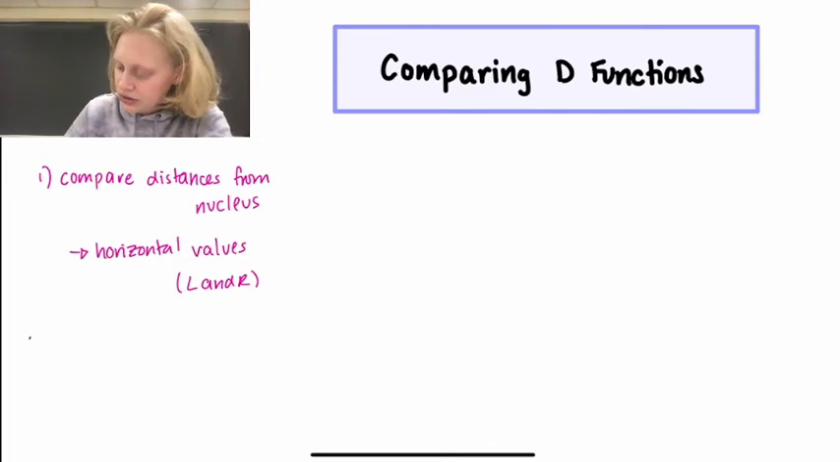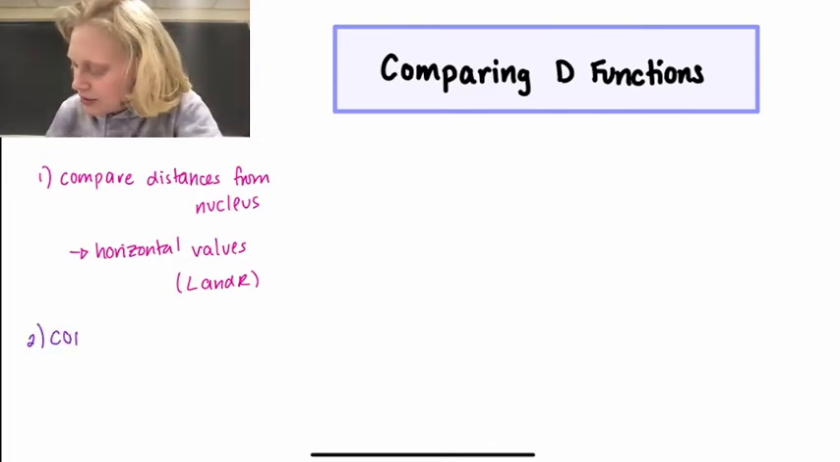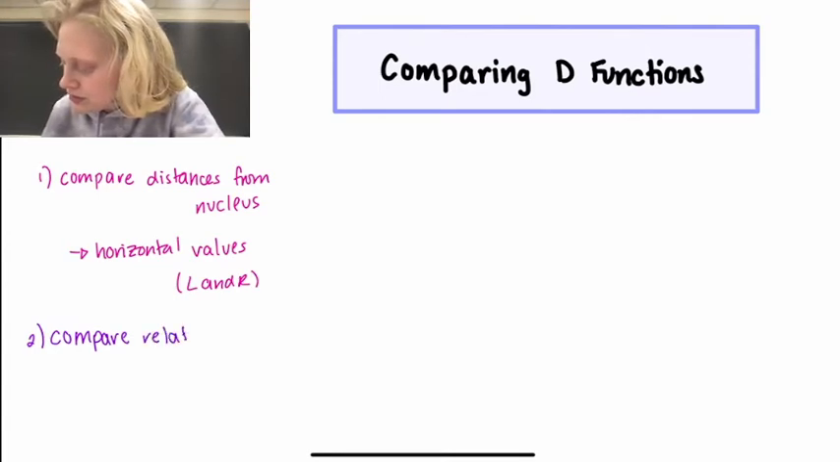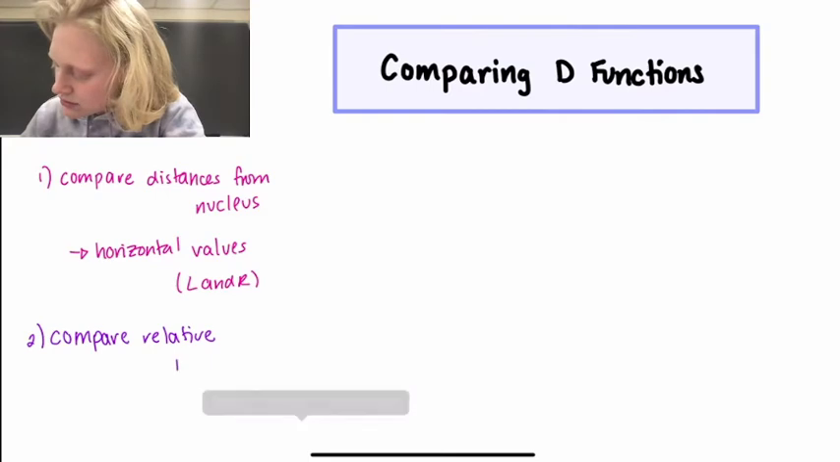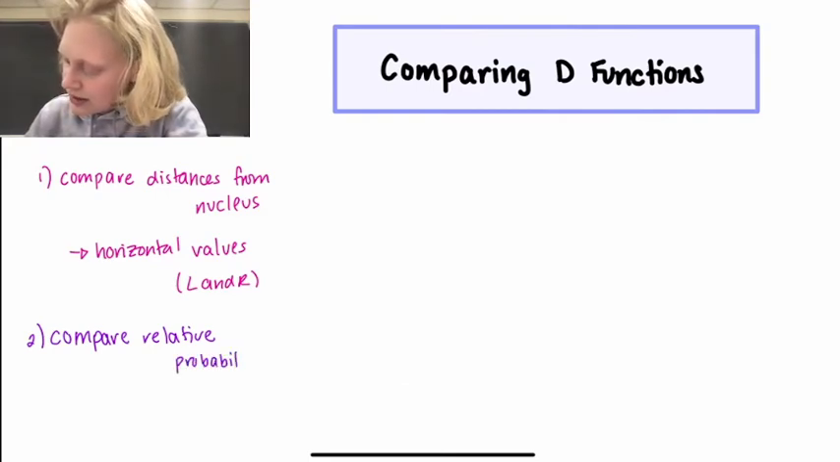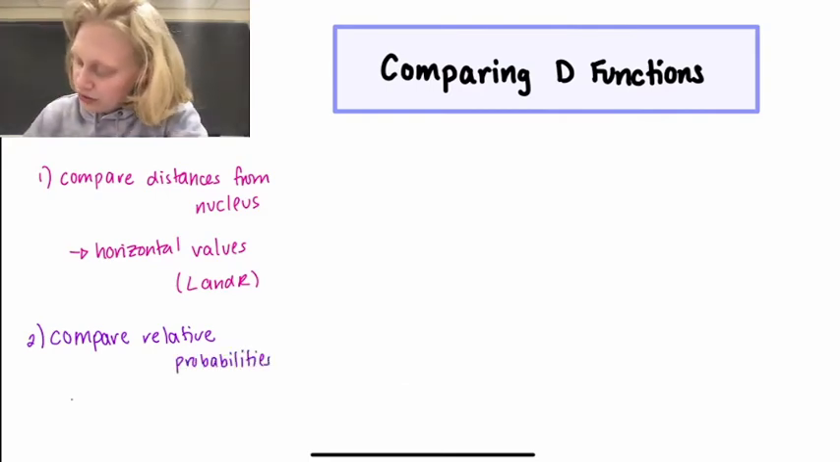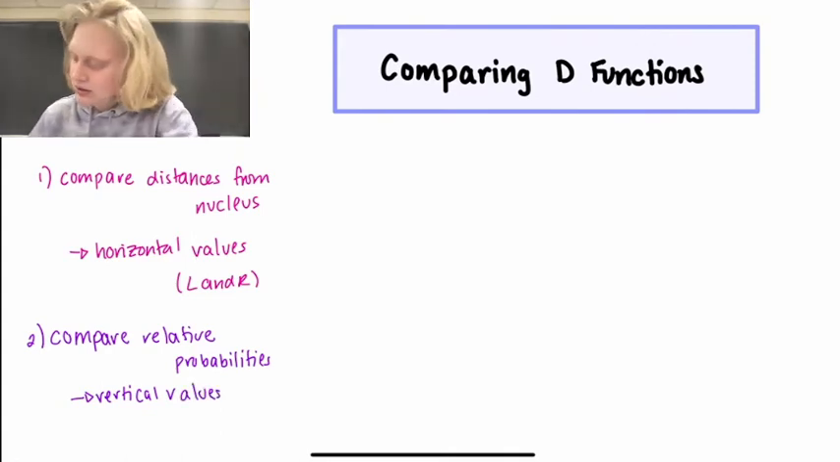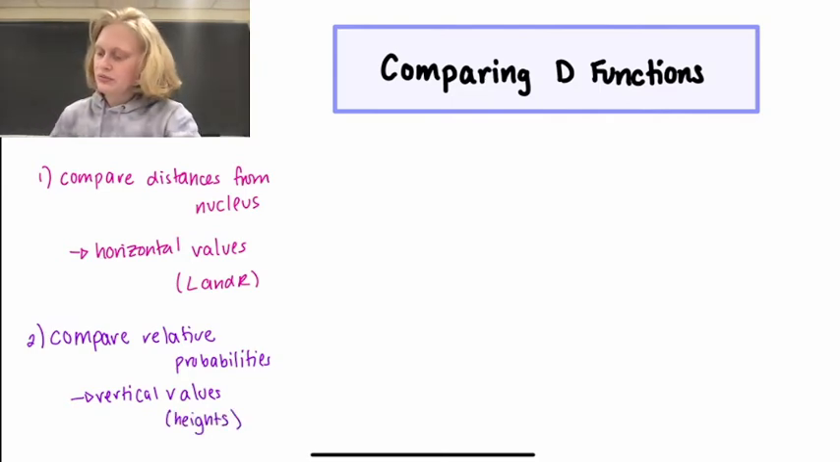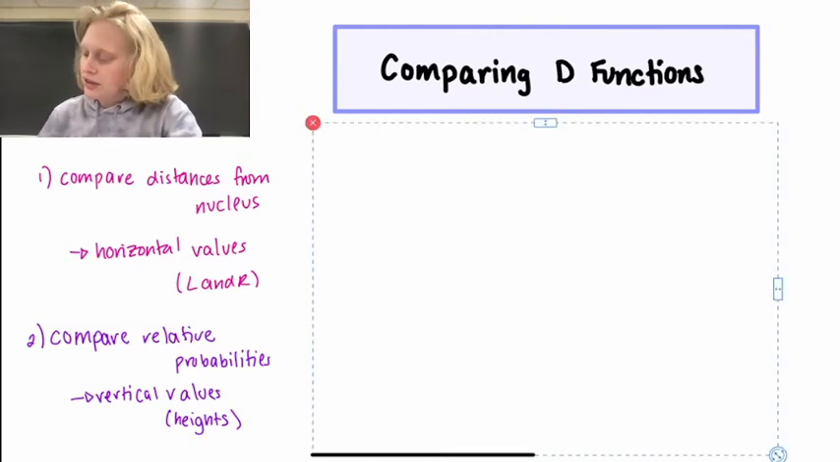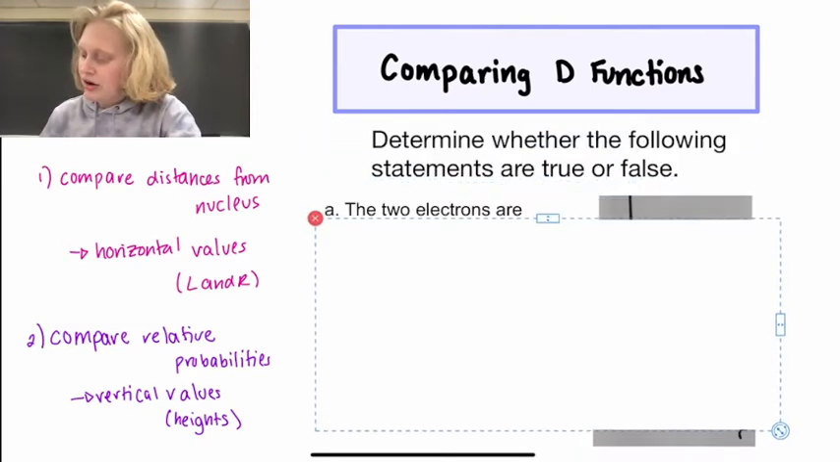The second conclusion that we came to is that if we want to compare relative probabilities, then we need to compare vertical values. And this might come in the form of comparing the heights of the peaks. So we're going to look at some statements and decide whether they are true or false.